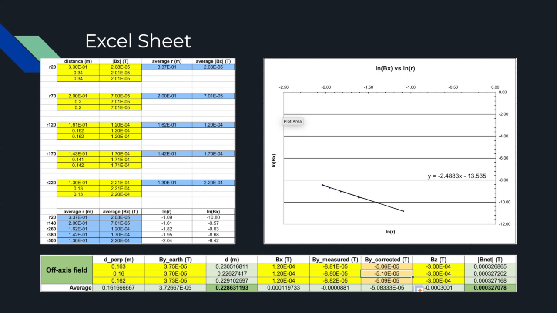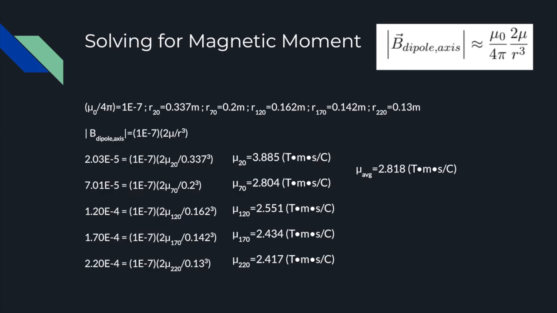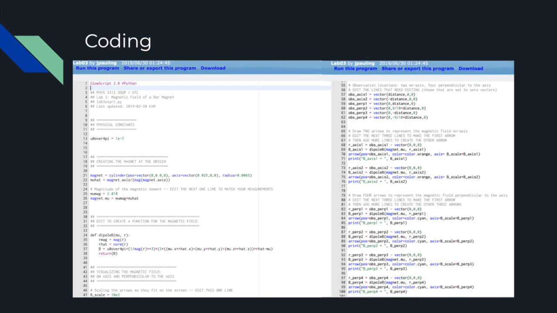After using the bar magnet given to us and inputting the data into this Excel sheet, I was able to use these calculations to solve for the average magnetic dipole moment of the bar magnet. Using this magnetic dipole moment, I was able to model the magnetic field of the bar magnet as seen in this coding slide.